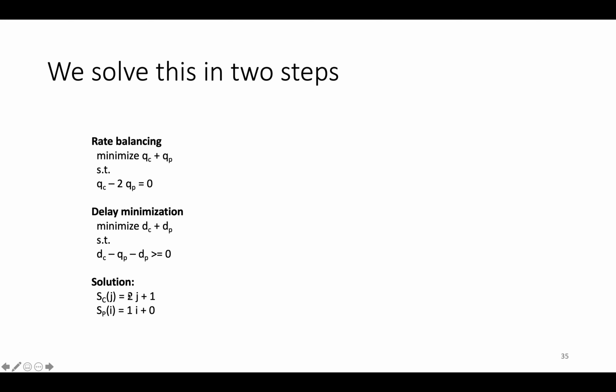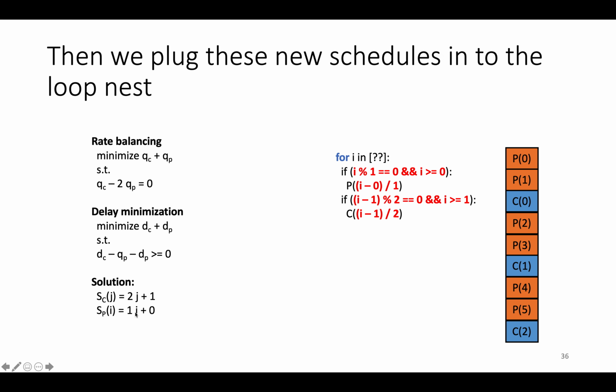And our solution in this case is going to be that the consumer statement instance j is going to execute at time 2j plus 1, and the producer statement instance i is going to execute at time i. And putting these into a loop nest is a little bit of a tricky operation, though it can be done for you automatically by a tool like ISL.